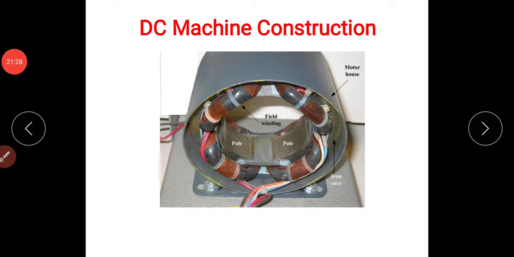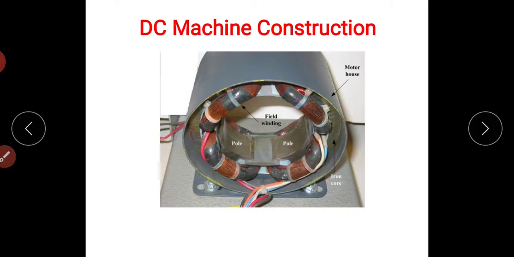Okay, next one, practical machine. This is DC machine construction, a practical DC machine. DC machine parts: the first one, this outer frame, is called the yoke. It provides mechanical support to the internal parts of the machine. Next, this is the complete field system.